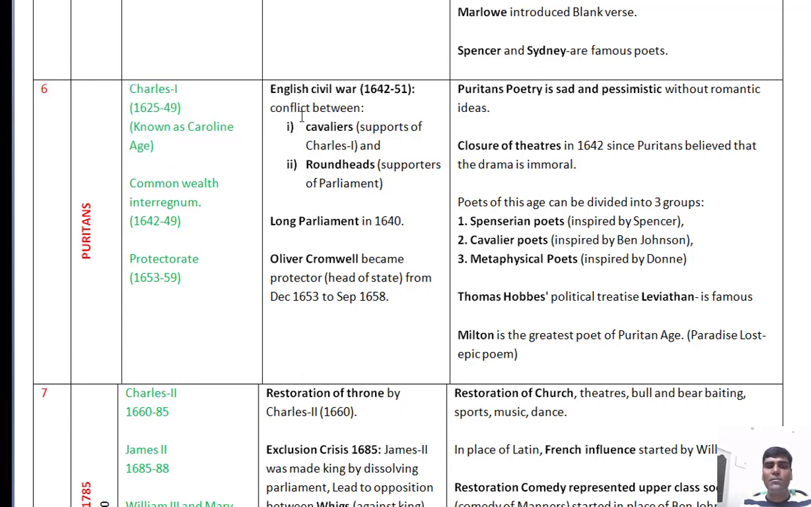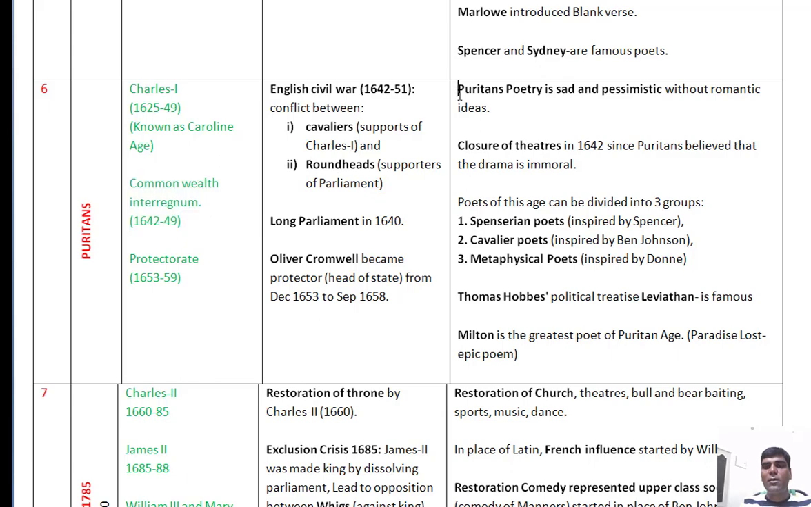And during this age, three civil wars broke out. Out of this, the Cavaliers represent Charles I's supporters, and the Roundheads represent the supporters of the Parliament. Here there was a clash between the king and the Parliament, and Charles I dissolved the Parliament and ruled as monarch without the Parliament. After what happened in 1640, Charles I was imprisoned, and the Puritans' rule started. This is known as the Commonwealth Interregnum.